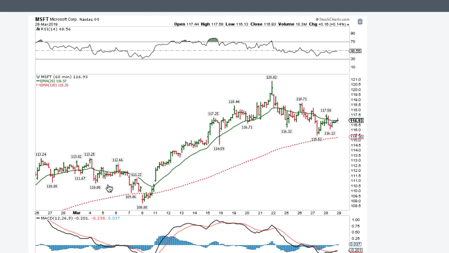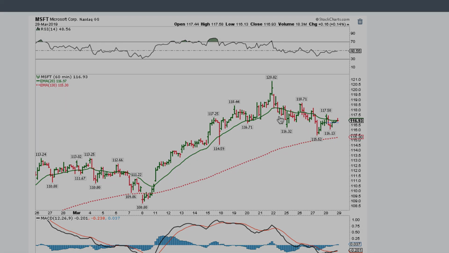Here's another example with Microsoft. It based the beginning of March. Once it broke above 113, after this base, we anticipated that we would start trending. RSI moved from oversold to overbought. We started to look for reasons to take profits, and we let the stock continue to run until we moved back down below the 20-period EMA.